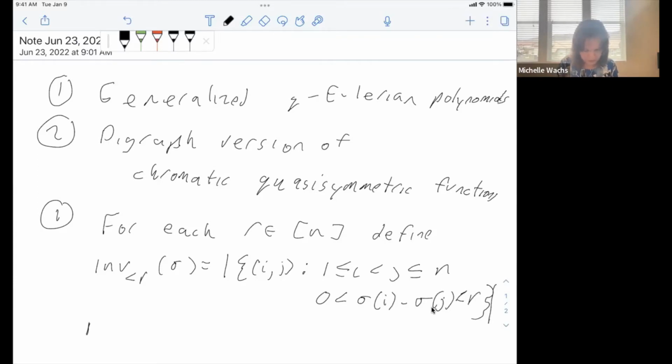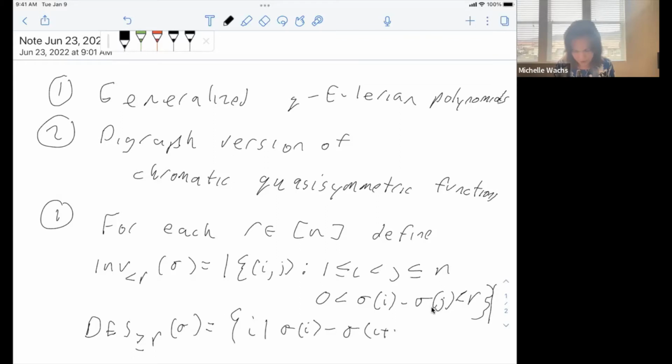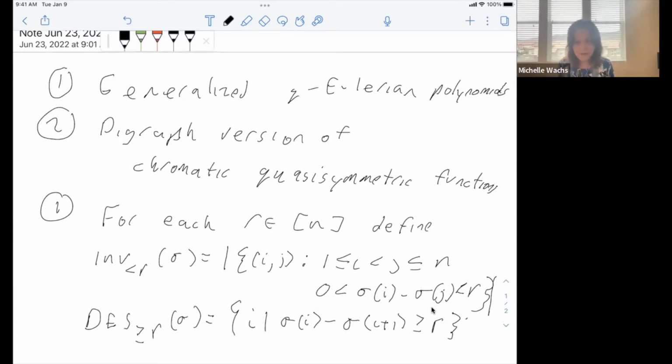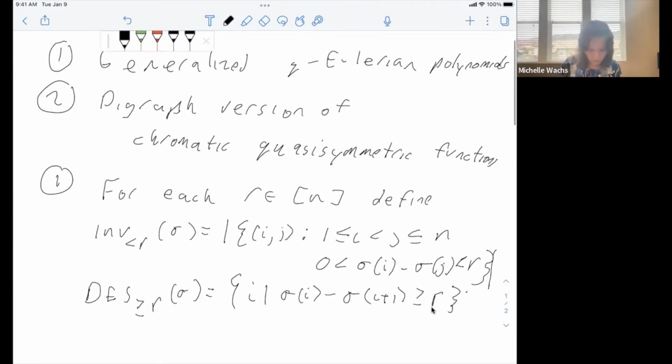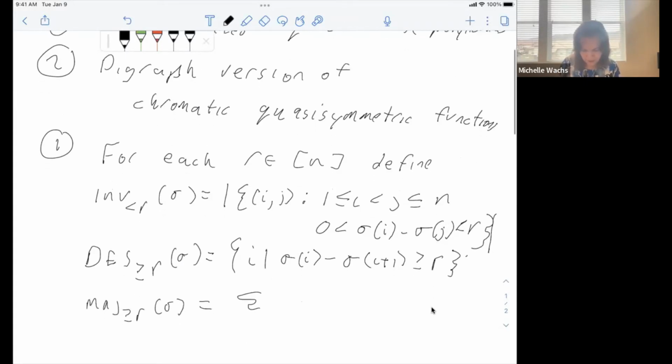And then we're taking the descent set, where the descents have to be bigger than R. So this is the set of all i such that sigma i minus sigma i plus 1, sigma i has to be bigger than sigma i plus 1, but by at least R. That's the descent set. So the inversions are small and the descents are big. Oh, and I forgot one more thing, the major index, MAJ bigger than or equal to R, is just the sum of the elements of the descent set.